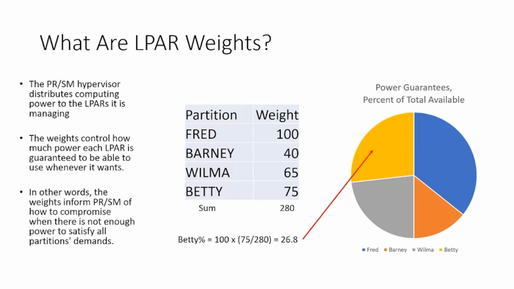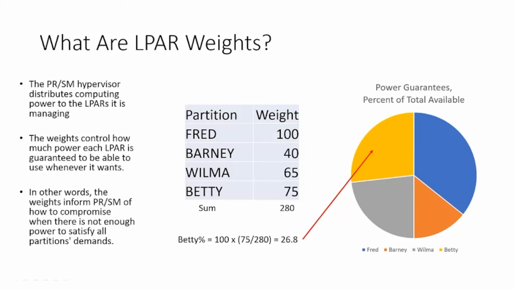As long as the demand is far less than what's available, partitions can use what they want. But when push comes to shove and the demand is so high that we need to make compromises, the partitions are allowed to use power according to their weights. So here I've got in the middle of the screen Fred, Barney, Wilma, and Betty, the names of 4 partitions, and the weights for them. Fred's weight is 100, Barney's weight is 40, and so on. If we add up those weights, the sum of those weights is 280.